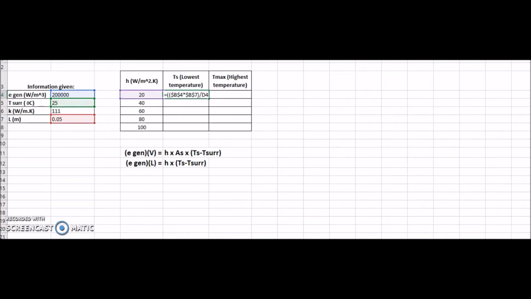So D4 is your h value, so do not put the dollar sign over there, because you want to make sure that that's the value that's going to change accordingly. So what you're going to do after that, you press enter and you make sure you get this symbol and drag it down all the way to 100. So you get the value until when h is equal to 100, and this is your lowest temperature that you can find.